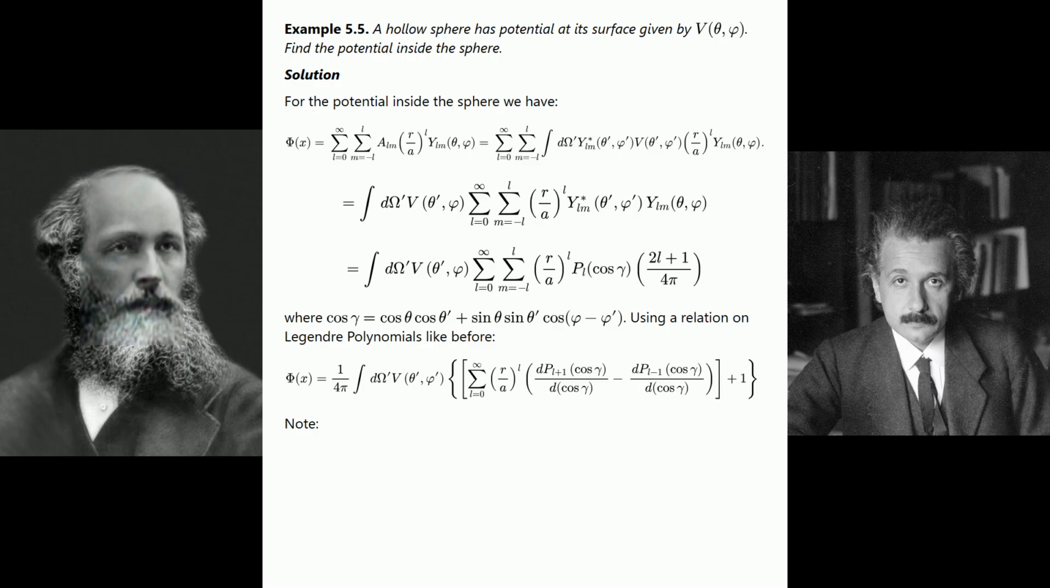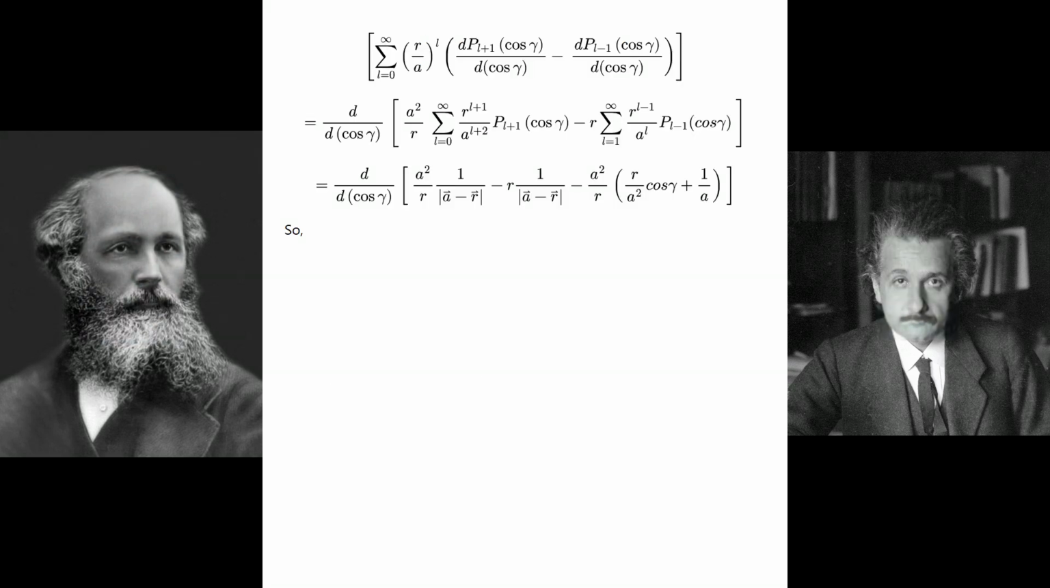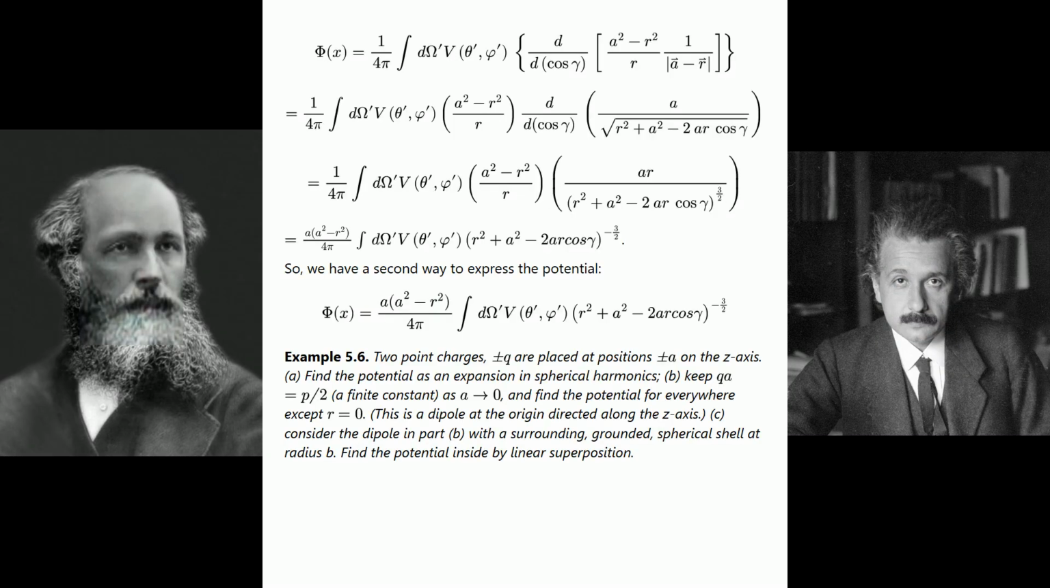Using a relation on Legendre polynomials like before, see the equation. Note, see the following equations. So, see the following equations. Equals a squared minus r squared over 4 pi the integral of d omega prime V of theta prime phi prime times r squared plus a squared minus 2ar cos gamma raised to the exponent negative 3 halves. So we have a second way to express the potential.